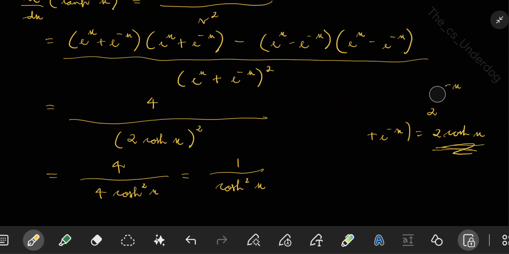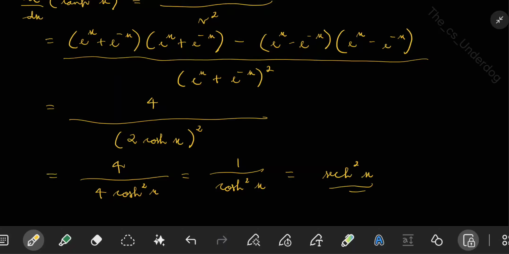Now does it seem at all familiar to you? 1 by cos h square x. Instead of 1 by cos h, you can write sec h. So it will be sec h square x. Instead of writing 1 by cos h square x, you can write sec h square x. Here is one more thing. What is sec h square? Sec h square can also be written as 1 minus tan h square x.